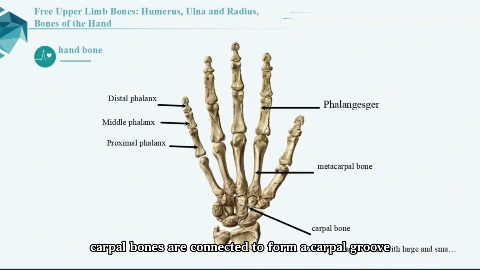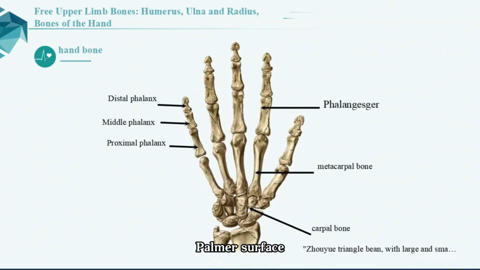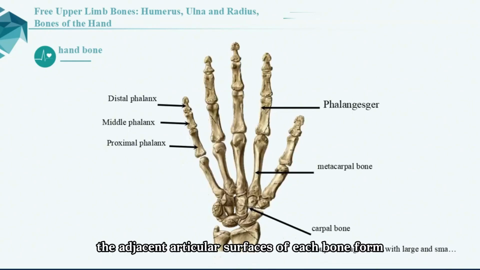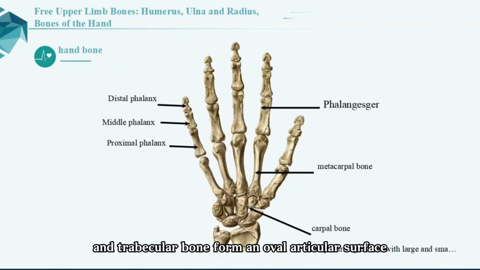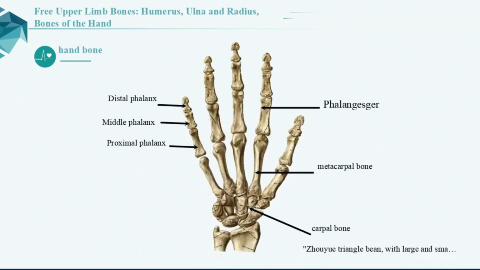The 8 carpal bones are connected to form a carpal groove with a concave palmar surface. The adjacent articular surfaces of each bone form intercarpal joints. The proximal parts of the scaphoid bone, lunate bone, and triquetral bone form an oval articular surface, which forms the radiocarpal joint together with the carpal articular surface of the radius and the articular disc below the ulnar head.